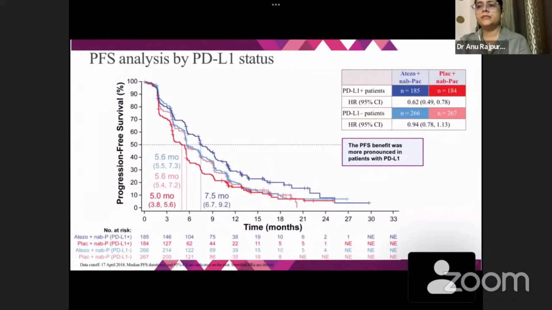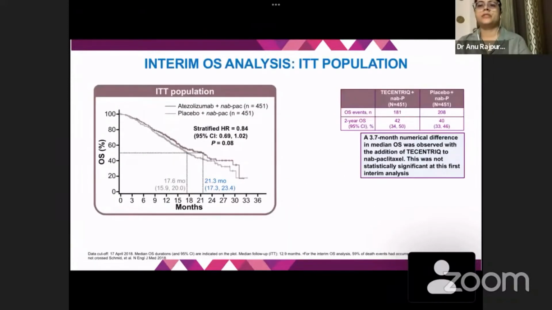Based on PD-L1 status, we can clearly see that the effect was more in the patients who have PD-L1 positivity. The HR was 0.62 in PD-L1 positive patients versus 0.9, near to 1, in PD-L1 negative patients. So the effect of atezolizumab was more pronounced in the patients with PD-L1 positivity.